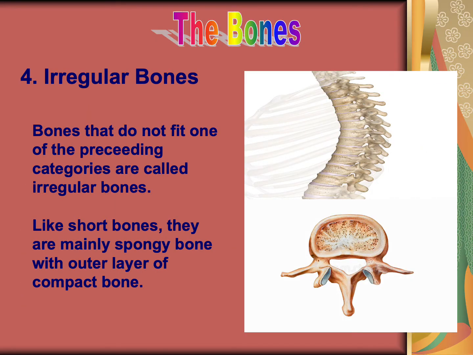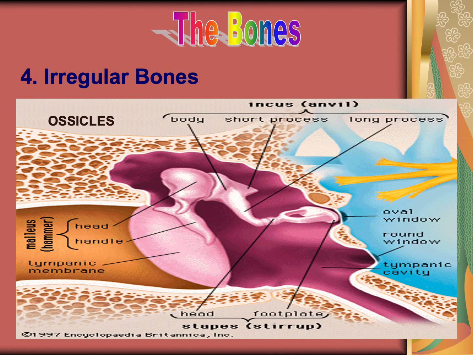The last are the irregular bones, and they are bones that do not fit any of the preceding categories we have discussed, and they are irregular in shape. Like short bones, they are mainly spongy bone, and there's an outer layer of compact bone. The vertebrae, which make up the spinal column as shown in the photo, fall into this group, and see how irregular the shape is. The ossicles are included in the irregular bones, and the ossicles are the ear bones. They are the smallest bones found in our body.